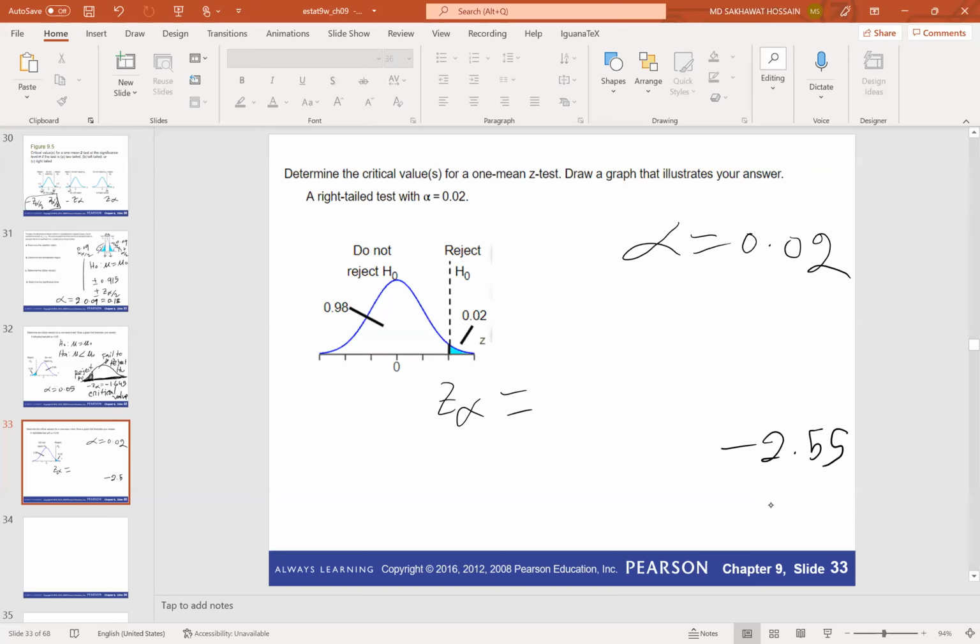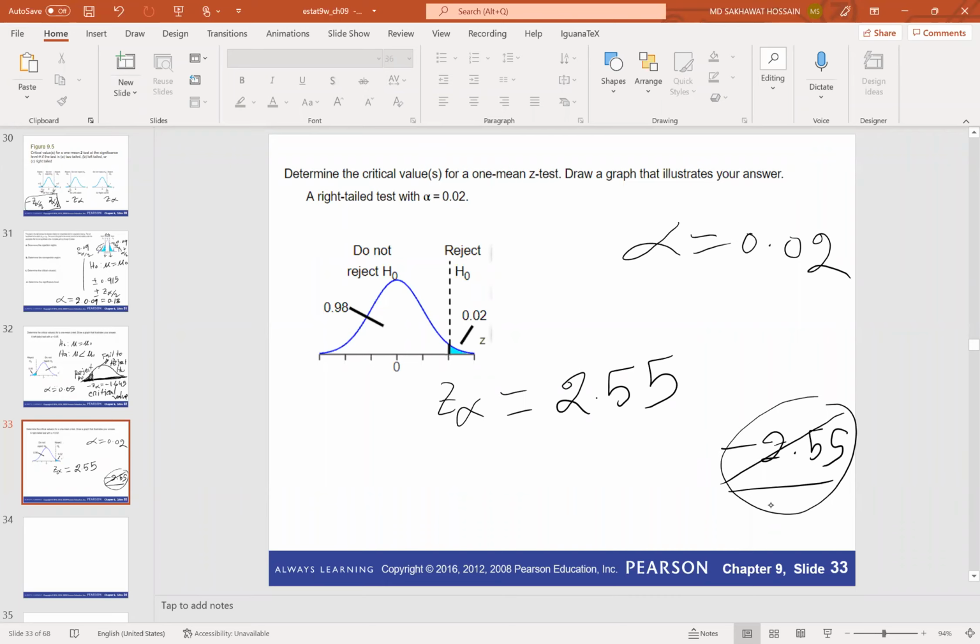Now the question is, can we consider the negative value in this case? The answer is no, because this is a right tail test. So the critical value will be positive. That means this one will be 2.55. So this is the critical value.